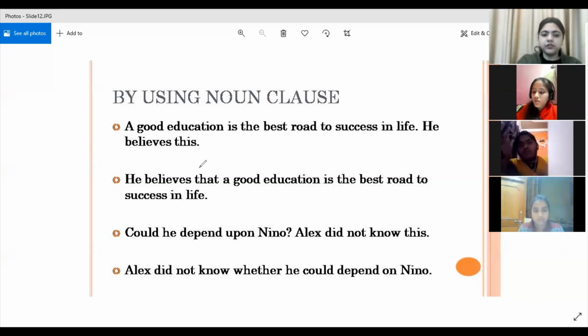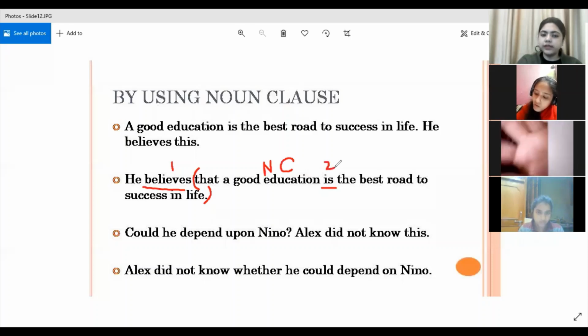If you see, that a good education is the best road to success in life is a noun clause. Here you have a finite verb, and in the previous clause also you have a finite verb. So this is number one, this is number two. There are two finite verbs in this sentence. There were two simple sentences which we have combined, so there are two finite verbs also.